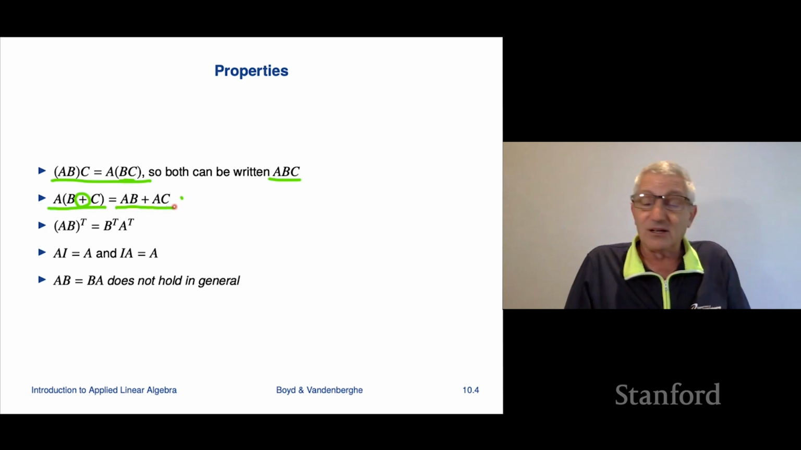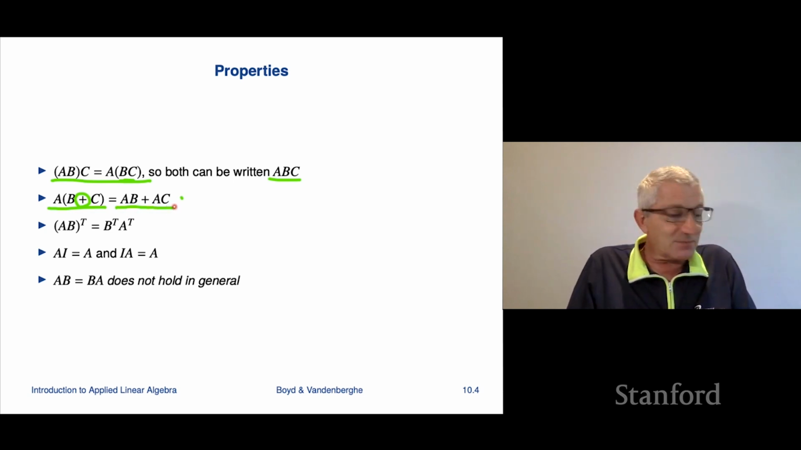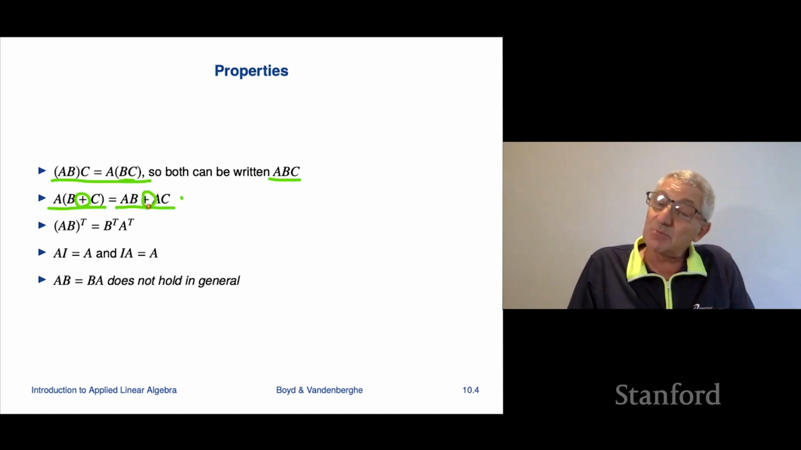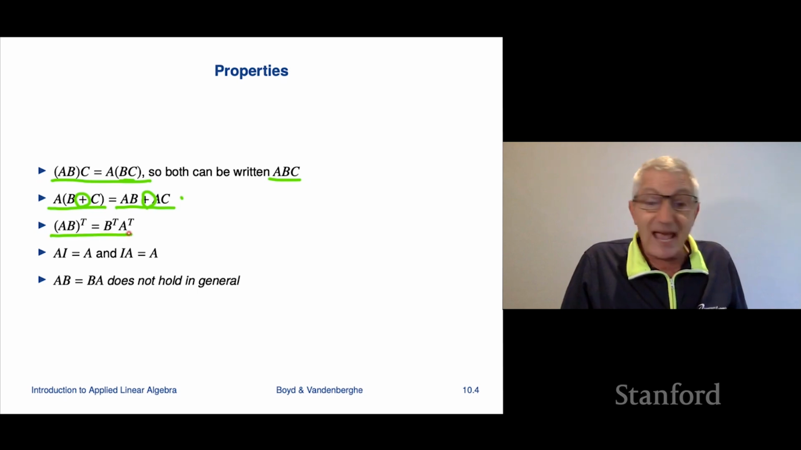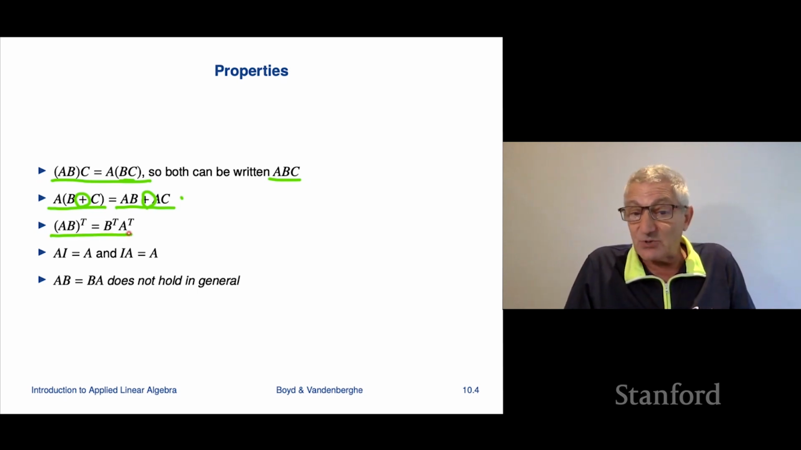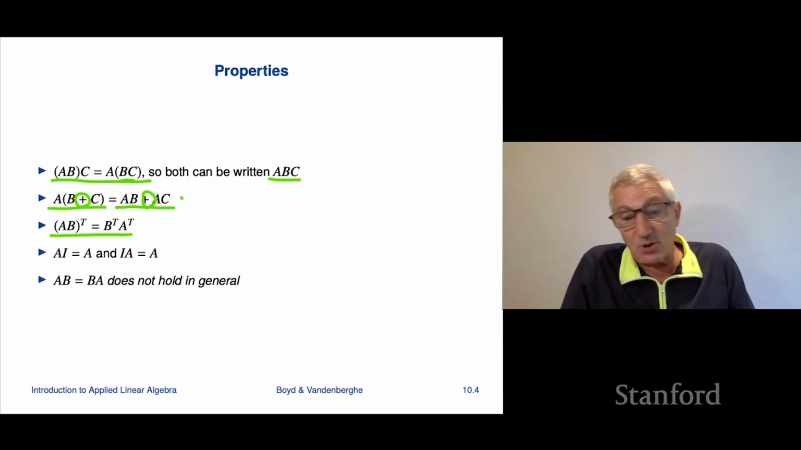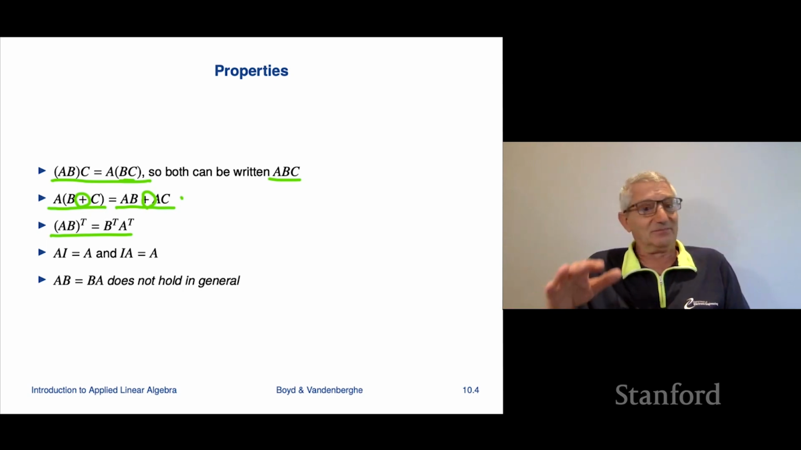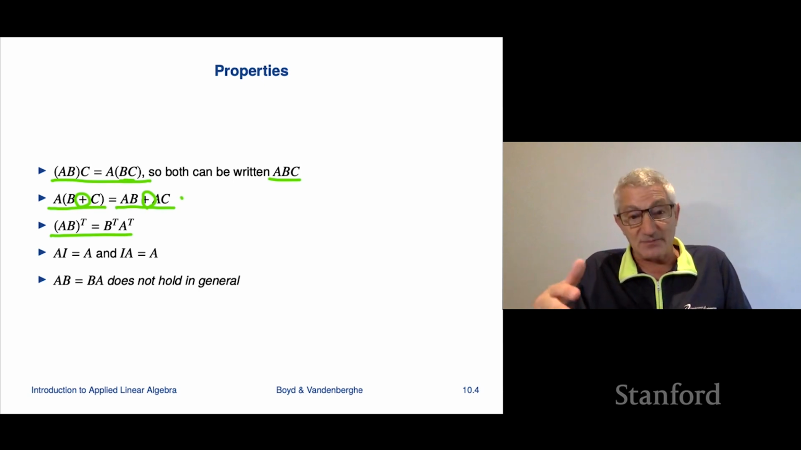Over here, it's different. This says multiply first A by B, then A by C, and then add them. So this is also matrix addition, but it's possibly a different size matrix, right? So, okay. Here's one. (AB) transpose is B transpose A transpose. So roughly speaking, the product transpose is the product in reverse order of the matrices themselves transposed.